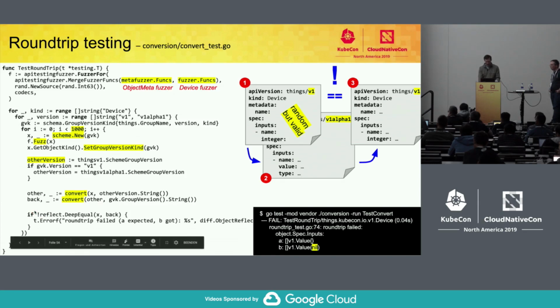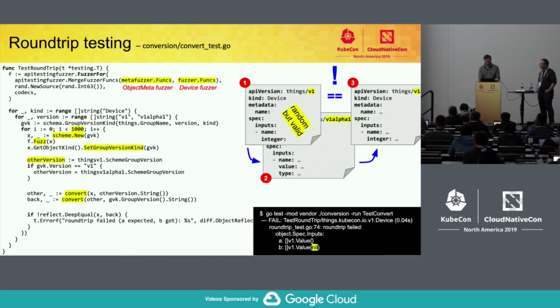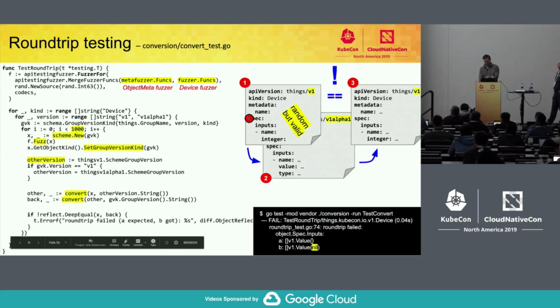That's round tripping. Once we've done that, we should be able to assert that what we started with is also what we ended with, right? As long as we can say it went back from one version to the other and then back again, we've round trip tested it. So here you can see that flow. You start with V1, you go to V1 alpha 1, you go back to V1, and you check if they're equal. And we'll do that in both directions.